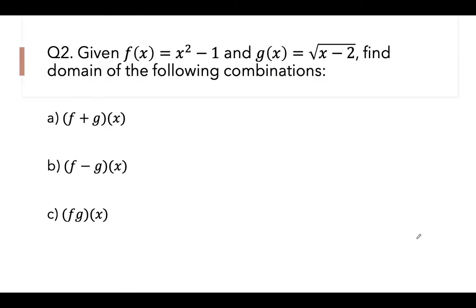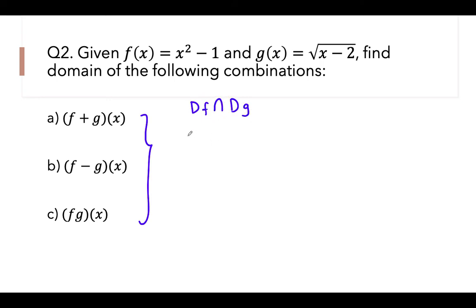Okay, so let's do question number 2. We're given f of x equals x squared minus 1, and g of x equals the square root of x minus 2, and we need to find the domain of the following combinations. We have addition, subtraction, and multiplication. They pretty much have exactly the same thing, right? Which is, the domain of function f will intersect with the domain of function g.